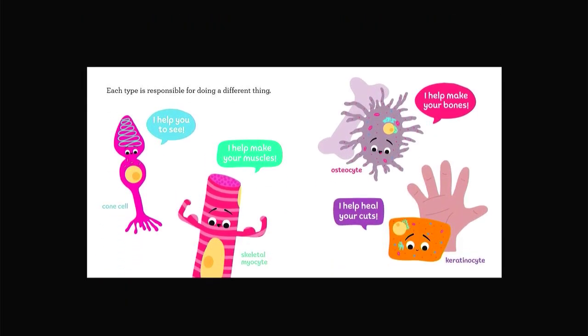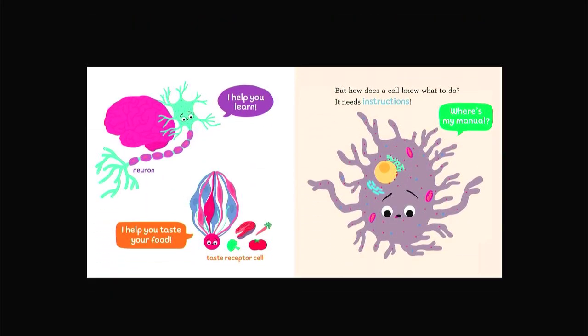Each type is responsible for doing different things. A cone cell says, I help you to see. A skeletal myocyte says, I help make your muscles. An osteocyte says, I help make your bones. A keratinocyte says, I help heal your cuts. A neuron says, I help you to learn. A taste receptor cell says, I help you taste your food.